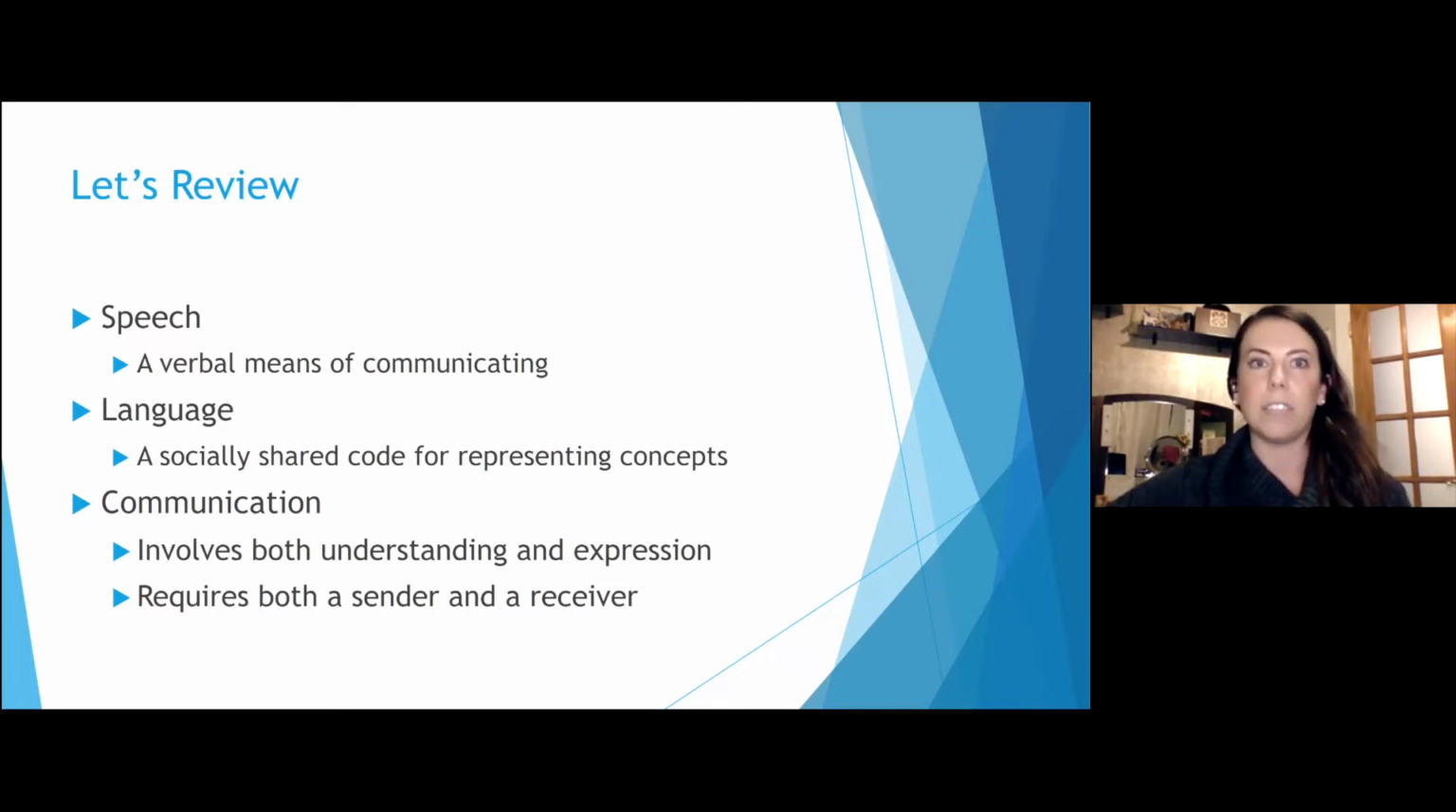A lot of the time people will combine the two and think, okay, language is just what I'm understanding and speech is what I'm able to express. And really there's so much more to that. And then communication is something that involves understanding as well as expression, and it has to be shared between two people. So you have to have a sender and a receiver in order to be able to effectively communicate.